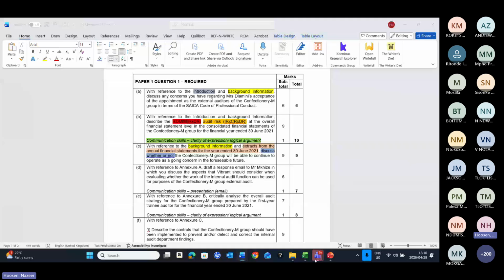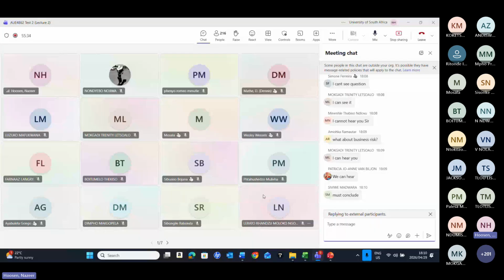Well done. I see also in the chat as well, very well done. So we need to conclude. That's the important aspect, and that's a free mark.